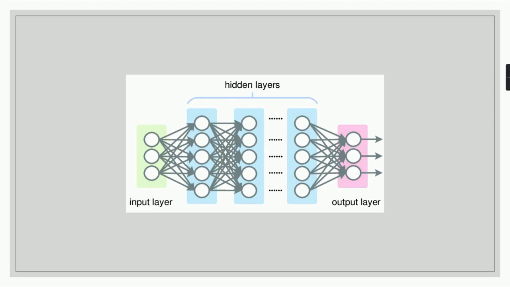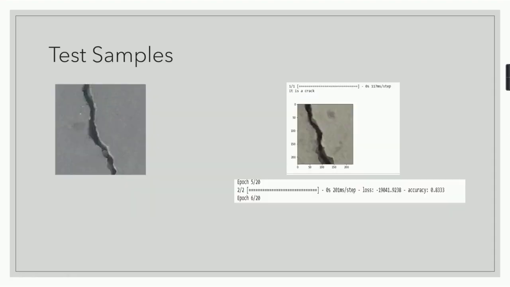The last type of layer is the output layer. The output layer holds the result or the output of the problem. Here I have taken an image of concrete that has cracks on it. By using the CNN model, I classified it as an image that has cracks on it, that is, the positive category, and the accuracy of the model is about 83%. Now let us see the code for it.